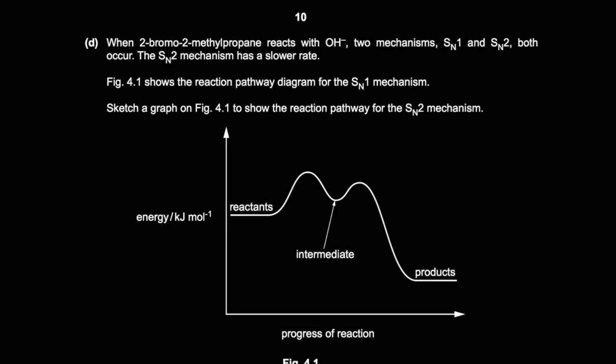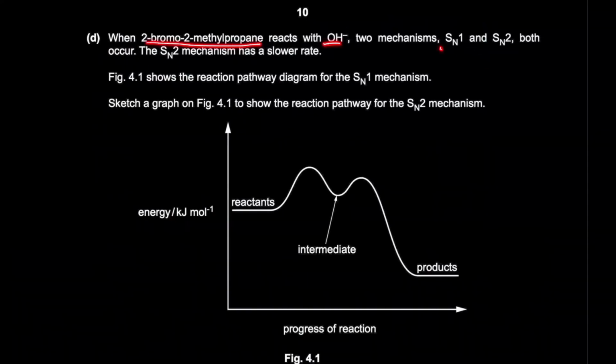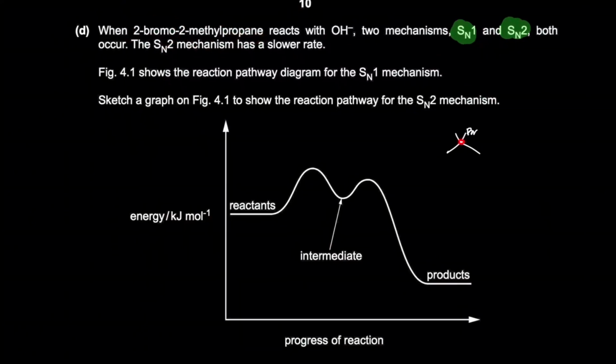When 2-bromo-2-methylpropane reacts with hydroxide, two mechanisms, SN1 and SN2, both occur, right? SN1 is the two-step mechanism in which you get a carbocation. This is a tertiary halogenoalkane. Let me draw this out. We have propane, which means a 3-carbon chain. We have a methyl on carbon 2 and a bromine. This is 2-bromo-2-methylpropane.